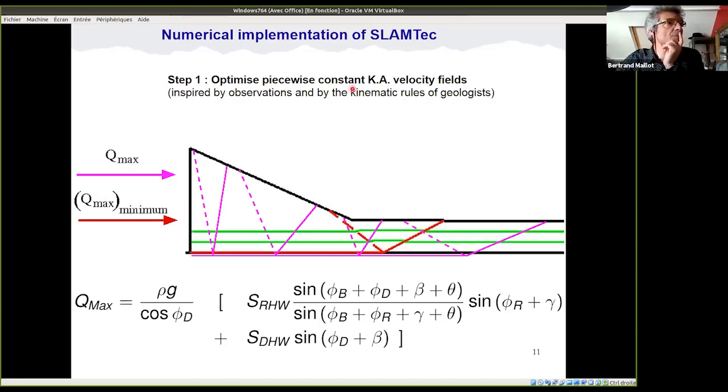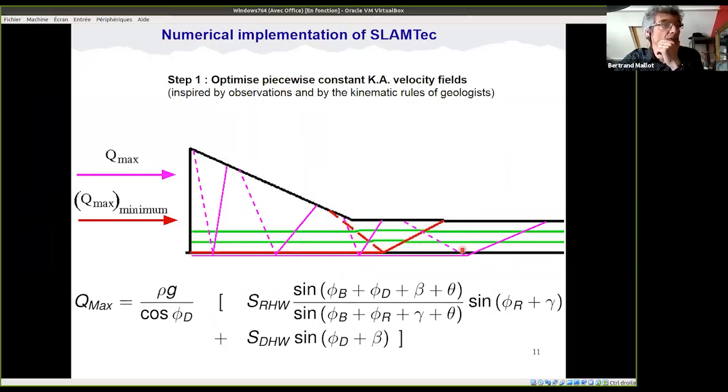First, we optimize a piecewise constant velocity field inspired by the observations and by the kinematic rules of the geologist. Here, this piecewise field is illustrated by this purple line. This is the flat fault, the active fault here, for example, for this one, and then it's emerging at the surface through a ramp. And here is the hinge, that is the transition between the flat and the ramp.